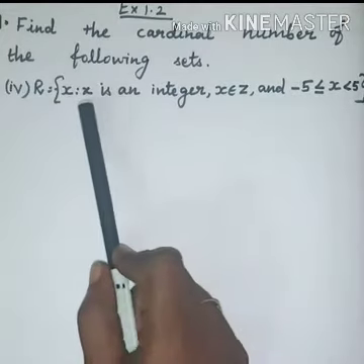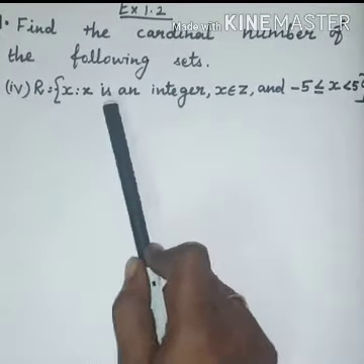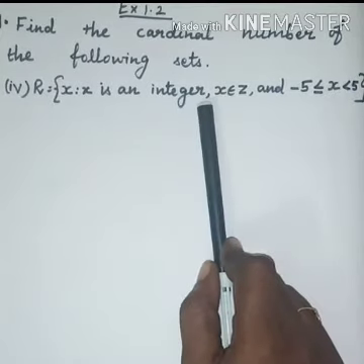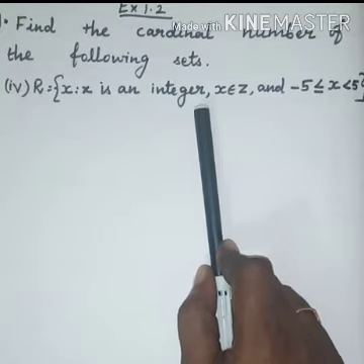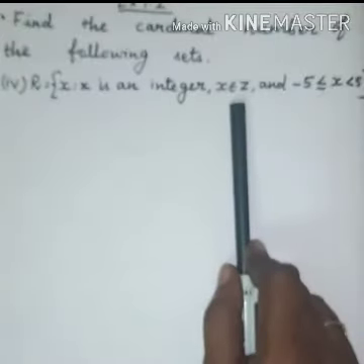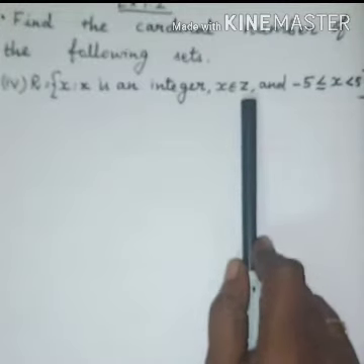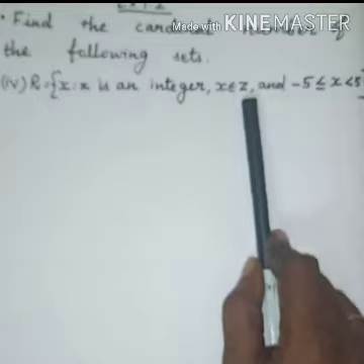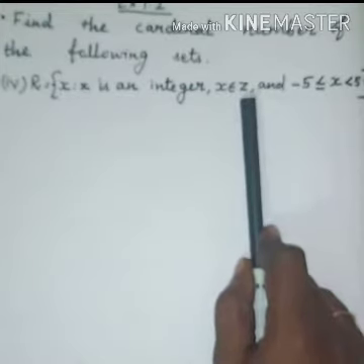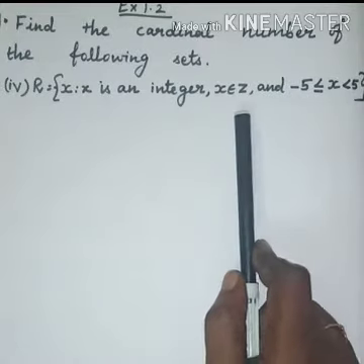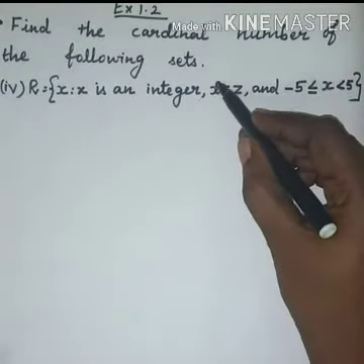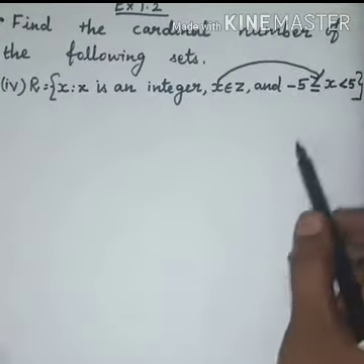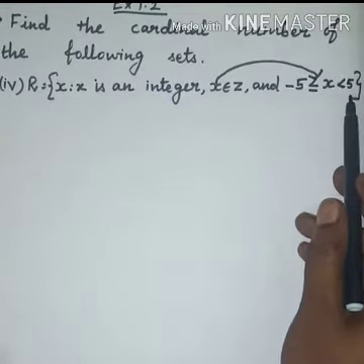Okay. Here x is an integer. What is an integer? All the negative numbers, 0, and all the positive numbers are called integers. Integers we denote as Z. So Z is the integers, nothing but all the negative numbers, 0, and all the positive numbers. Here the condition for x is minus 5 less than or equal to x less than 5.